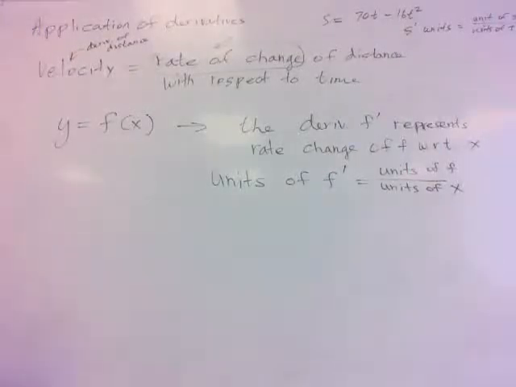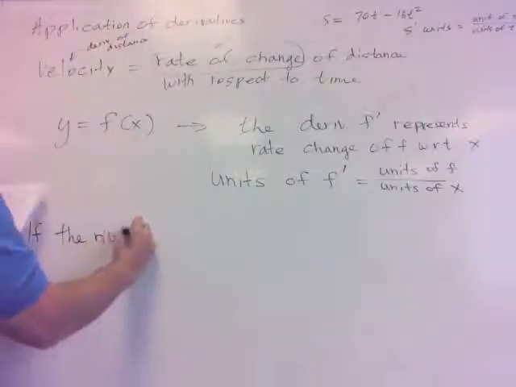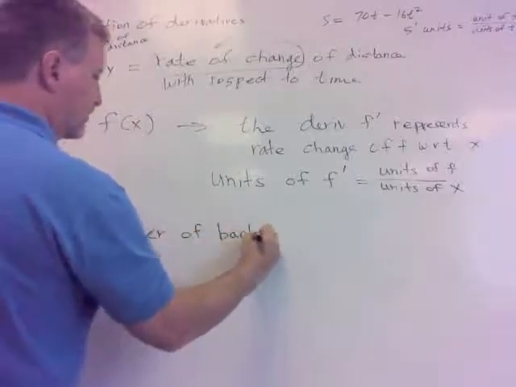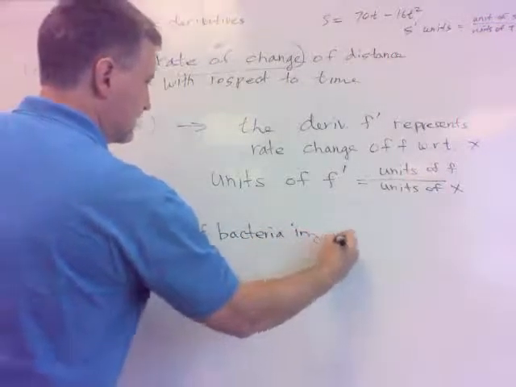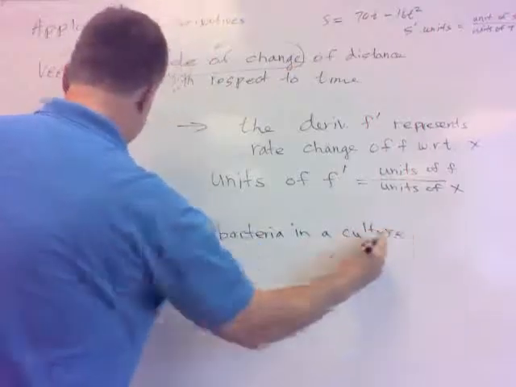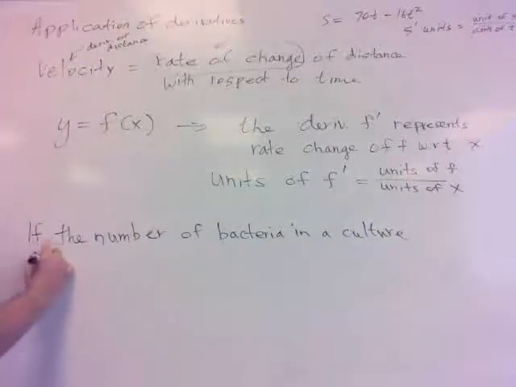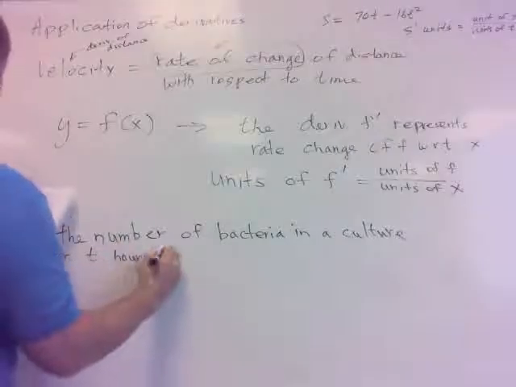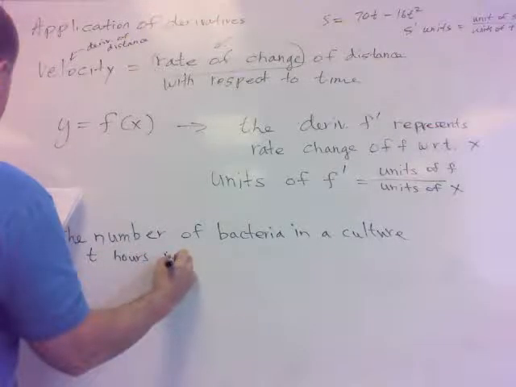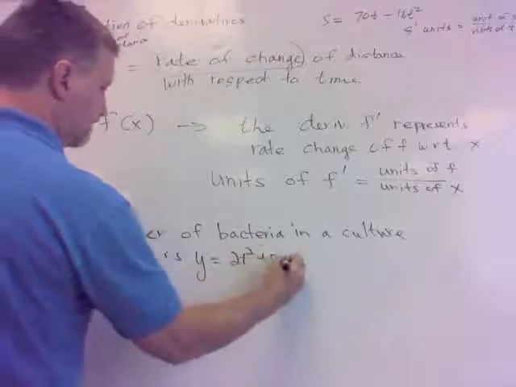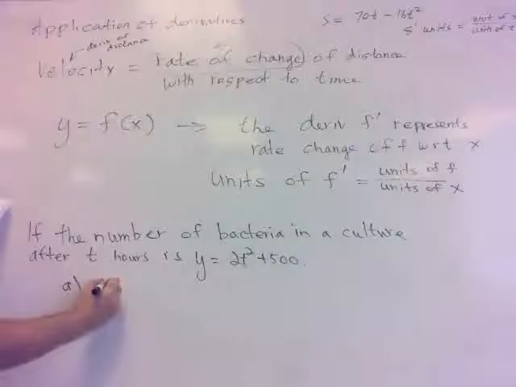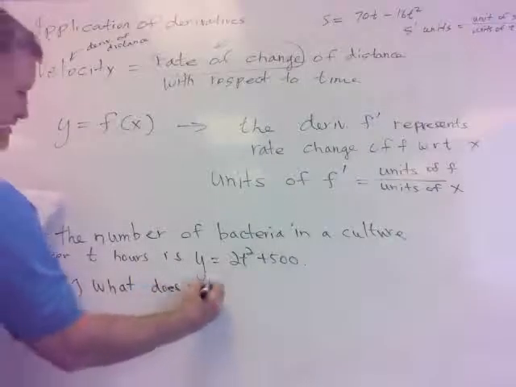Well, it's because if I have the number of bacteria in a culture after t hours to be y equals 2t squared plus 500. What does the derivative represent here?